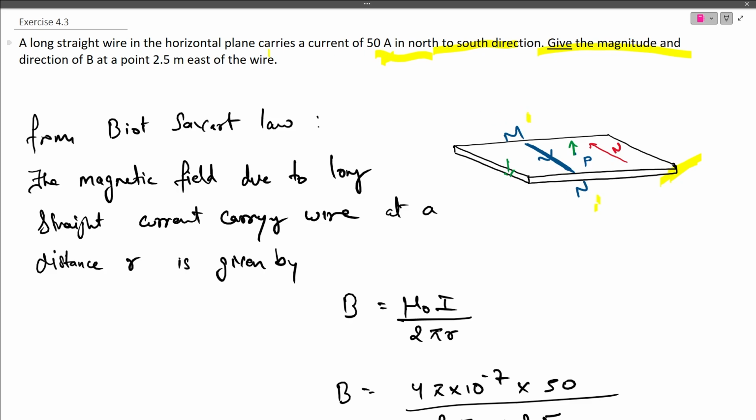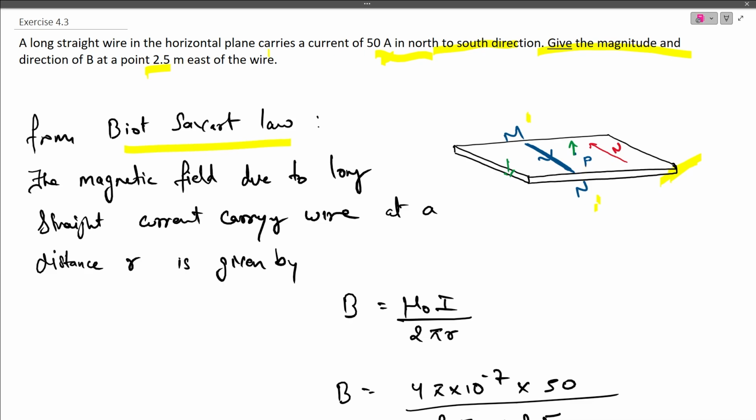ampere, and a point P is there away from this line MN, which is at 2.5 meter east, that is on the right hand side of this wire, and we have to find out magnetic field at this point, and we also need to give the direction of magnetic field at this point P.